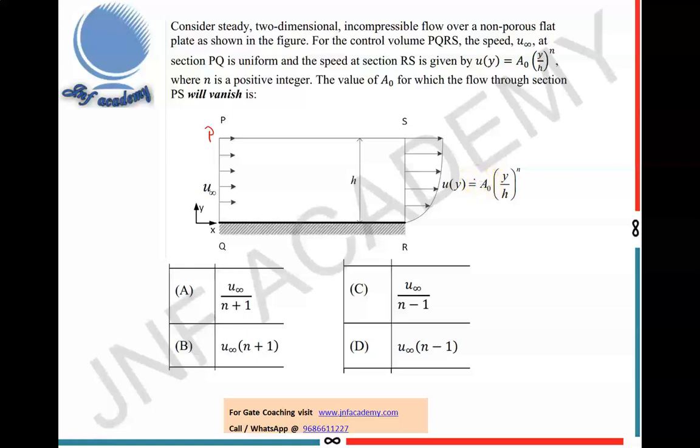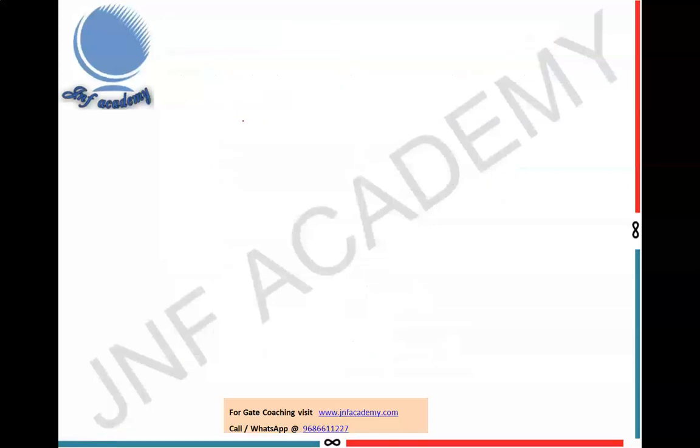How to solve this problem is we have to apply the continuity equation or the mass conservation equation, and you have to use the fact that there is no flow across section PS. That's the only fact that you need to use. So keeping that in mind, it is very simple. Let's substitute into the conservation equation, then we will be able to get the answer. So let's start with mass conservation, which is basically the continuity equation.